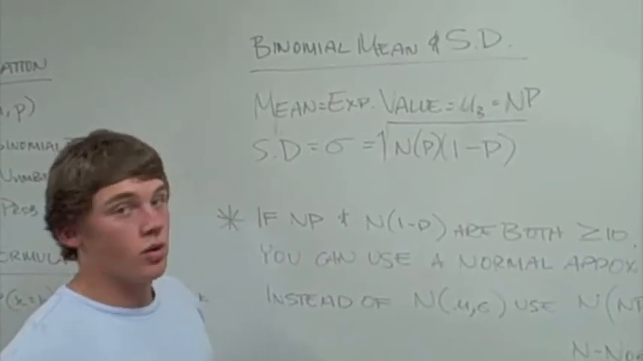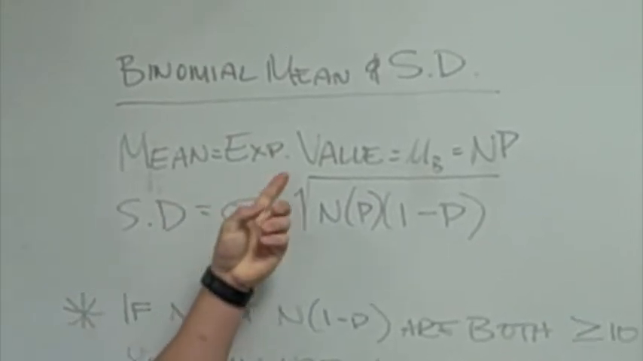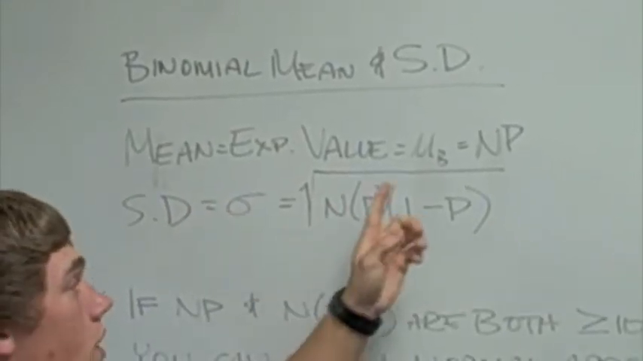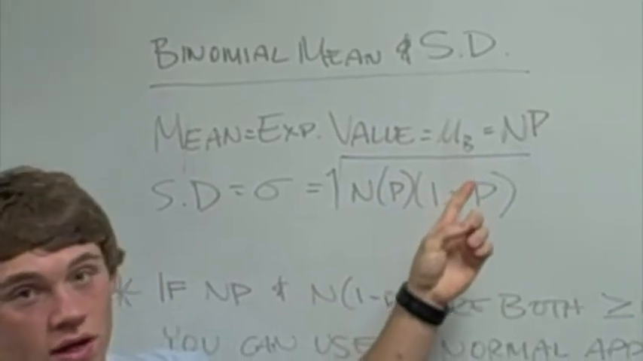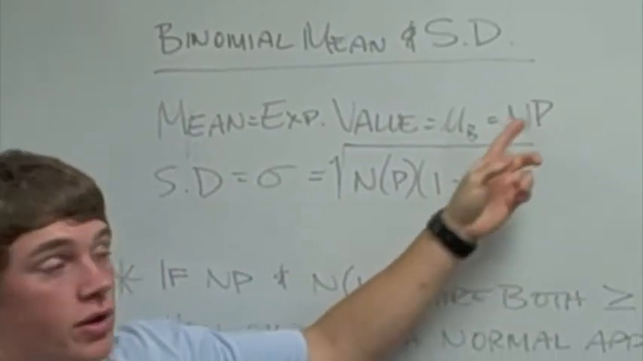Now we're going to talk about binomial mean and standard deviation. Basically the mean is just the expected count. So that means that mu sub b is equal to n times p, n being the number of trials and p being the probability.